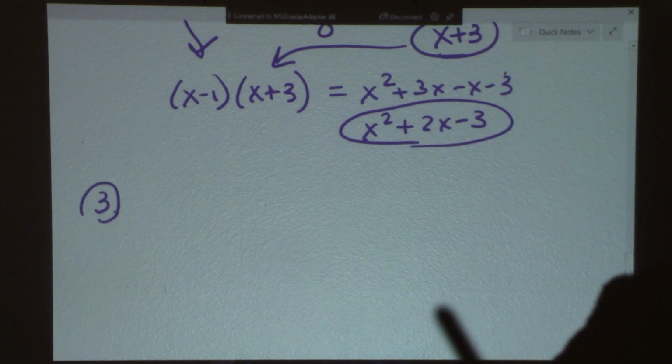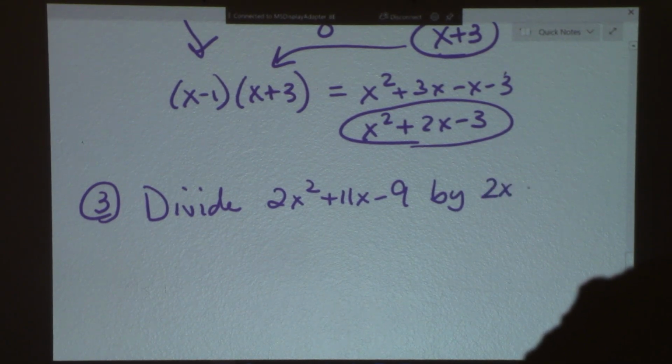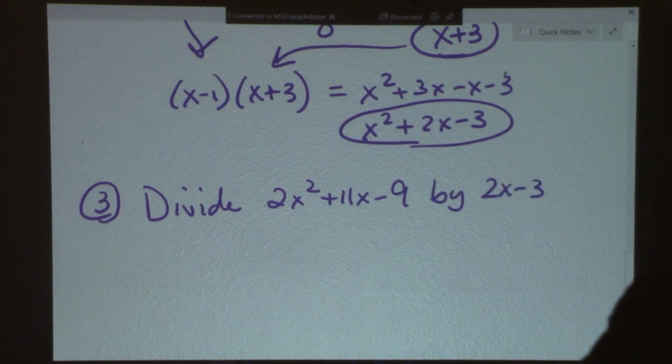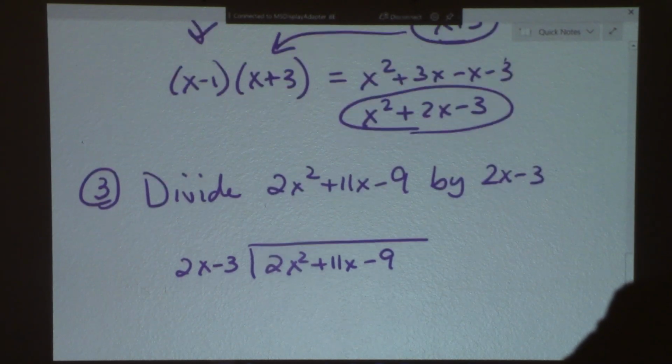Divide 2x squared plus 11x minus 9 by 2x minus 3. So again, I'm going to put 2x minus 3 on the outside, and I put 2x squared plus 11x minus 9 on the inside.